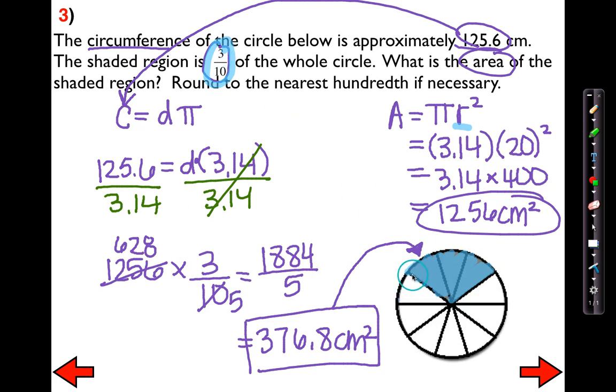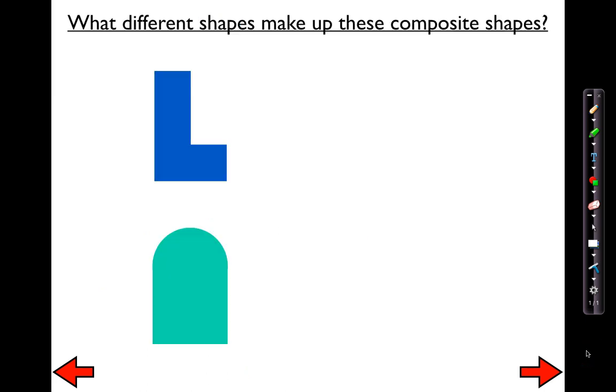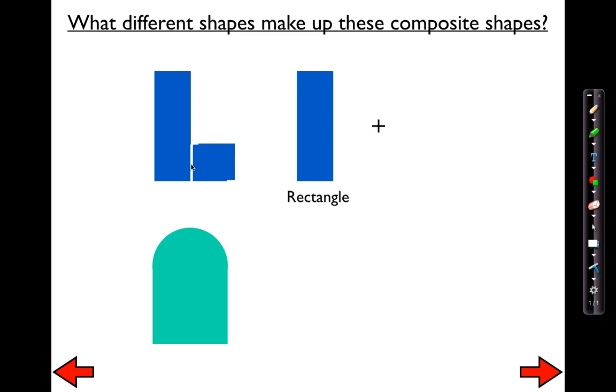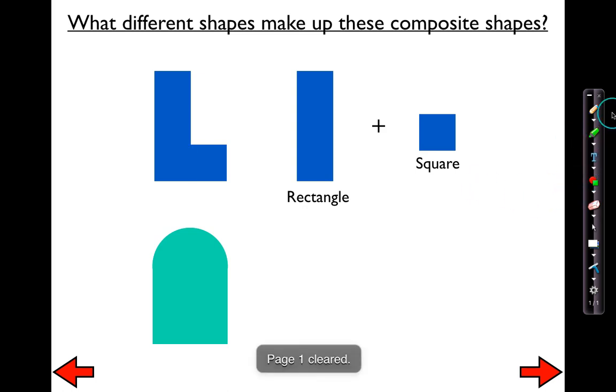Here it says, what different shapes make up these composite shapes? Well, let's take a look. There are several ways you could think of it. This one here, I can imagine it as being one rectangle plus one square. Okay, now is there another way you could have possibly cut up this shape? Absolutely. Some of you may have seen it like this and said, oh look, it's a rectangle combined with another rectangle.